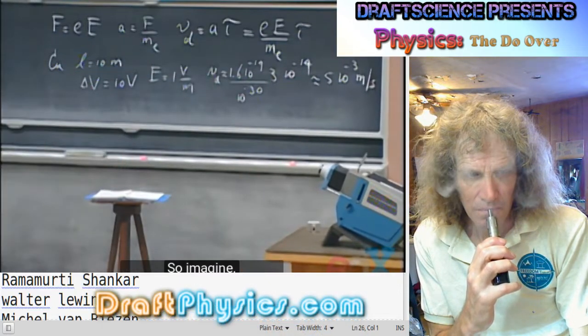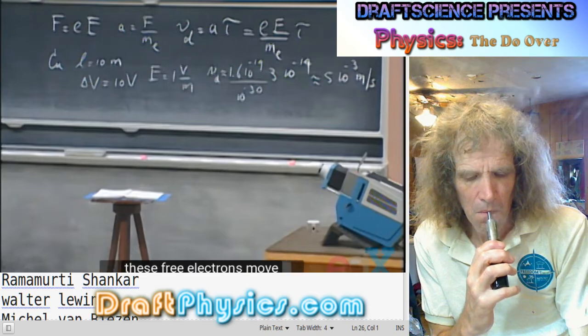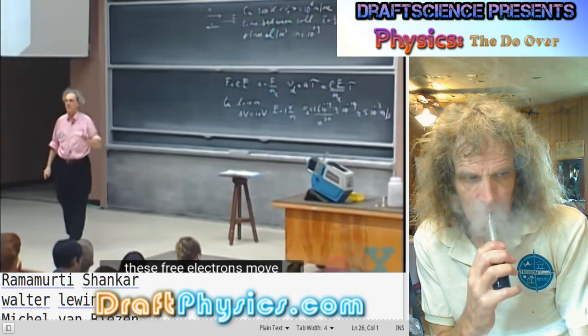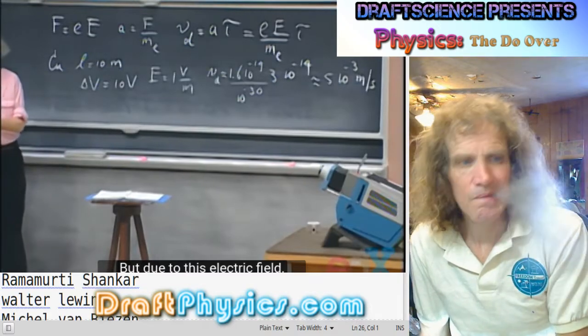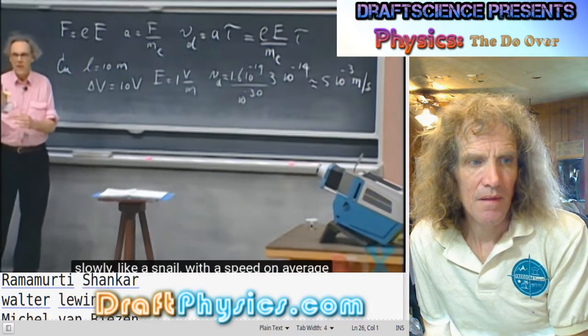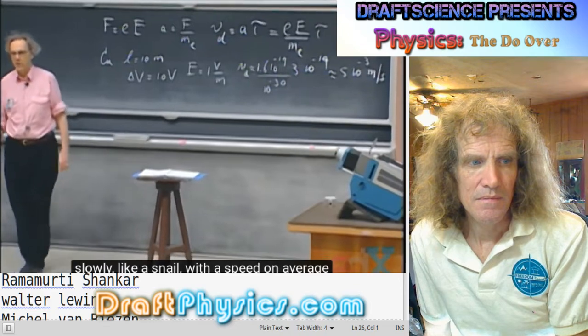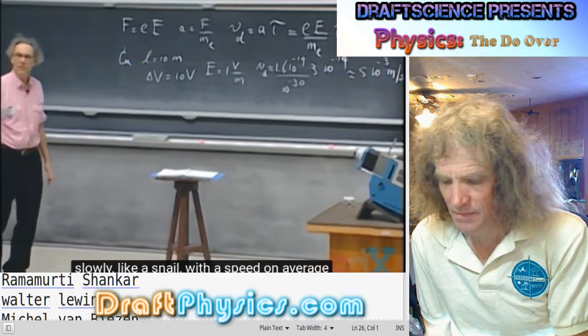So imagine, due to the thermal motion, these free electrons move with 1,000,000 meters per second. But due to this electric field, they only advance along the wire slowly, like a snail, with an average speed of half a centimeter per second.